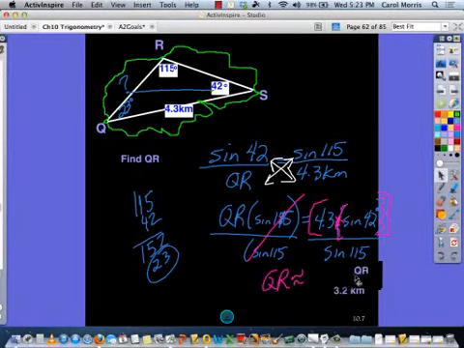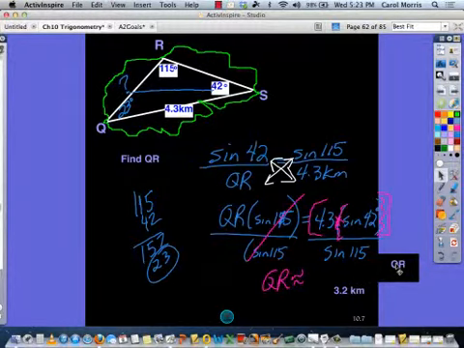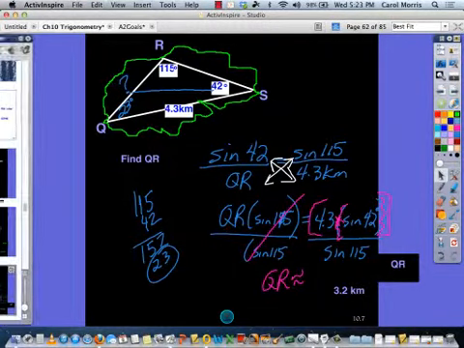QR comes out to be 3.2 kilometers. Again, a nice rounded answer, and if it's a real life problem like this, you would probably have rounding directions so you wouldn't be guessing about where to round to. Okay, so without further discussion, I think we're set.